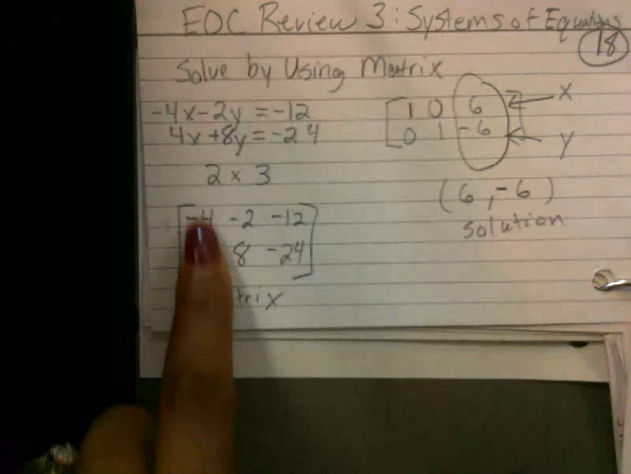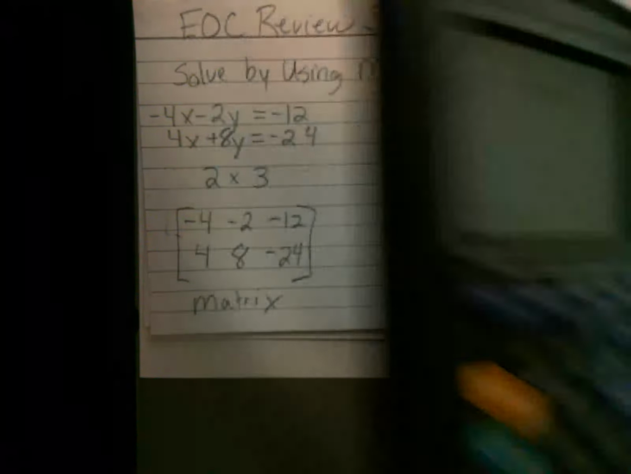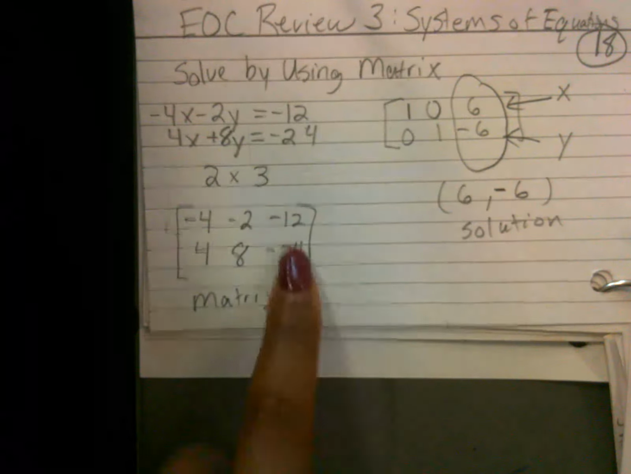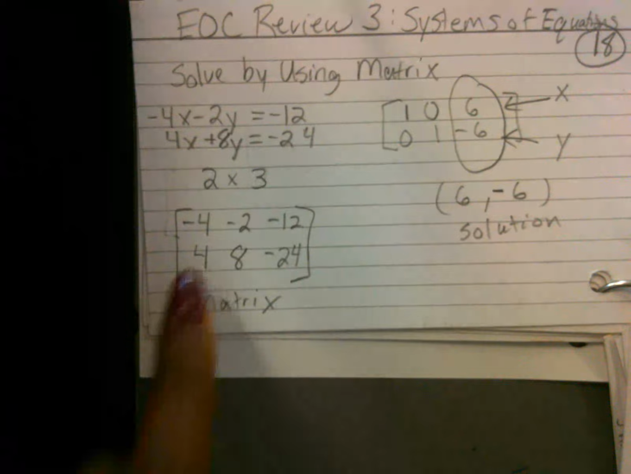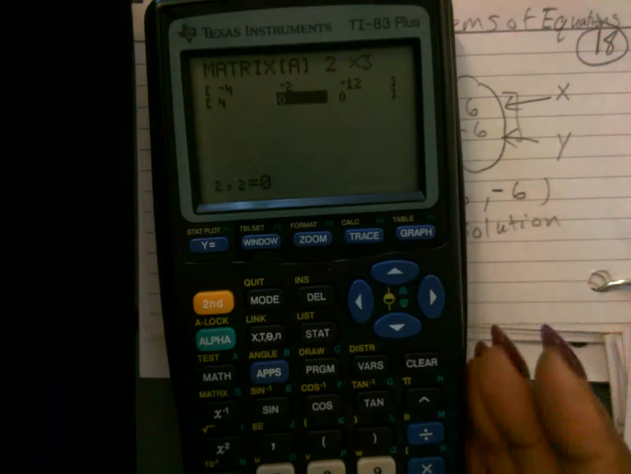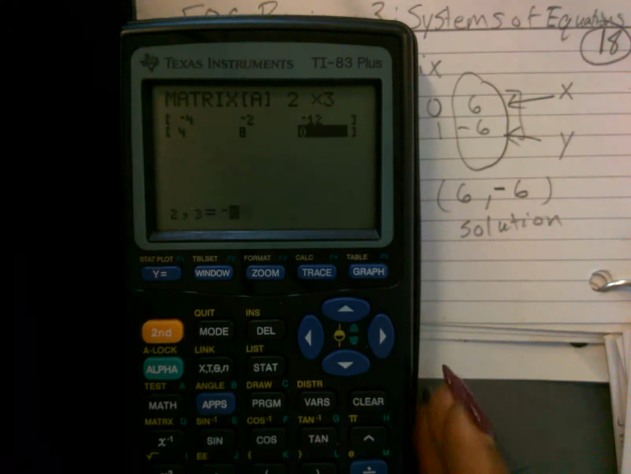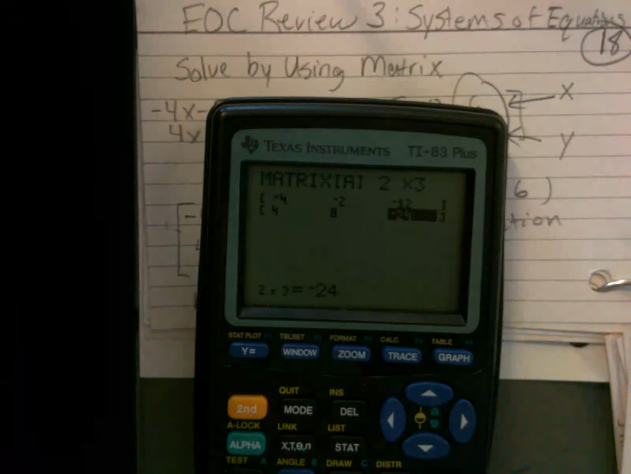So now let's type in one number at a time. -4, enter. And it's going to go to the next number. -2, enter. Next number. -12, enter. Next number. 4, enter. Next number. 8, enter. Next number. -24, enter. Questions about how to enter that in?